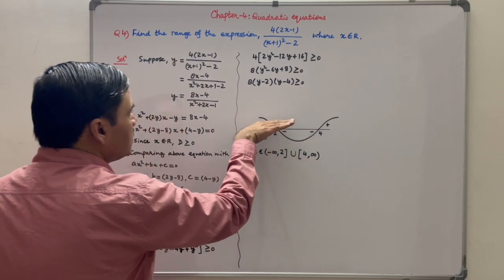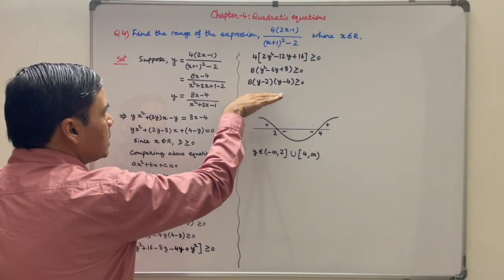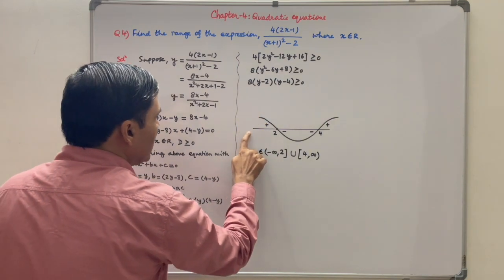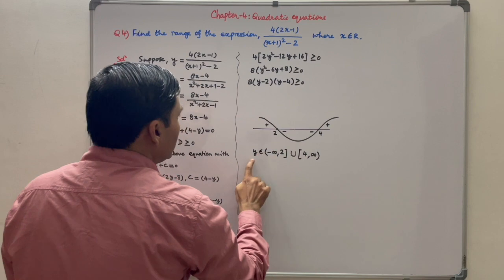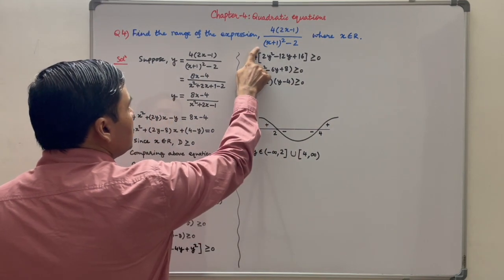So we need to consider the zone which is above the number line. So y lies between minus infinity to 2 and 4 to plus infinity. And that is the range of the given expression.